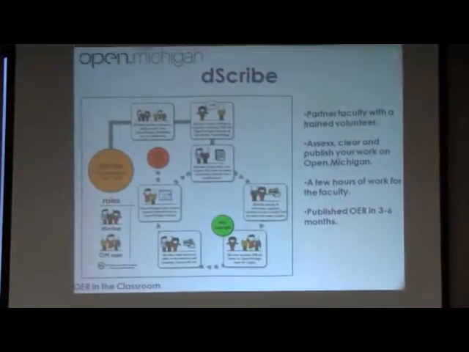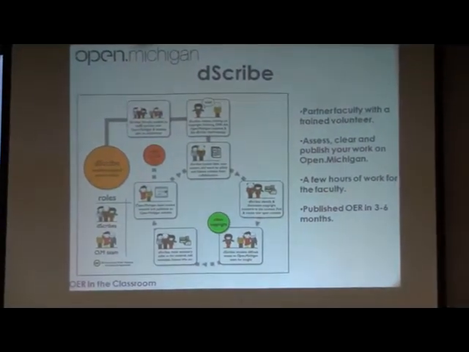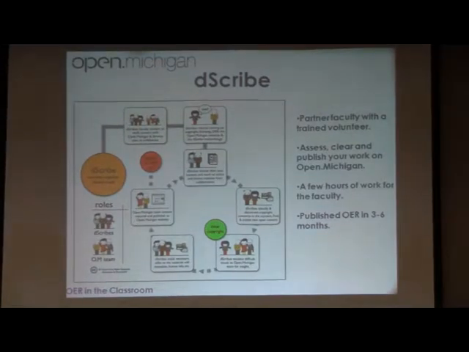So now that you've been exposed to all of this, these are the different ways that you can partner with Open Michigan if you want to work with us. We don't have a huge staff. We have a couple of people working, and we have a lot of part-time people. So we have come up with a model where we train volunteers most of the time. Sometimes we're able to pay them a little bit of money, but most of the time they're volunteers. Most of the time they're students, but they can be staff members, and sometimes they're faculty members.